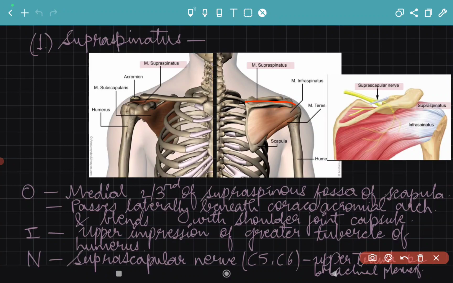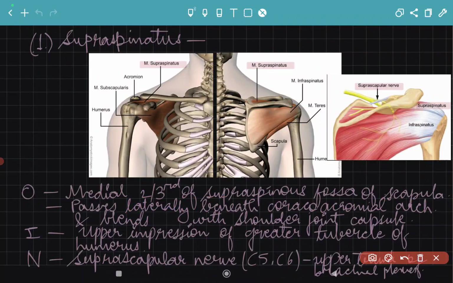The fact that the supraspinatus muscle passes laterally beneath the coracoacromial arch is of clinical importance, as this will be responsible for shoulder impingement or subacromial impingement syndrome, which will be discussed later in this series.